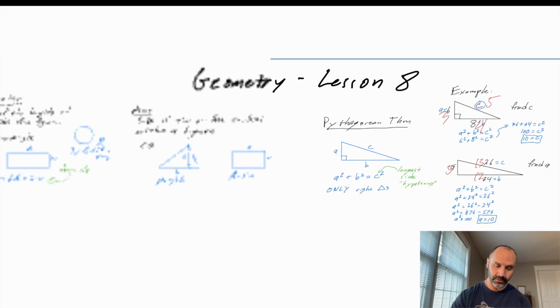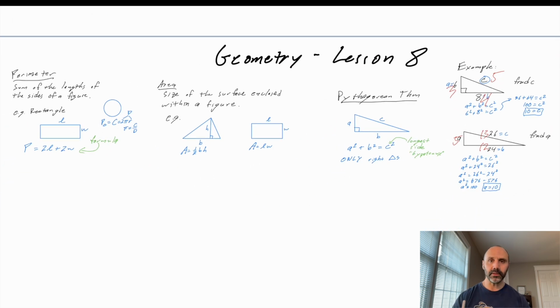And that's it, right? So just this idea of formulae or formulas, perimeter, area, and Pythagorean theorem.